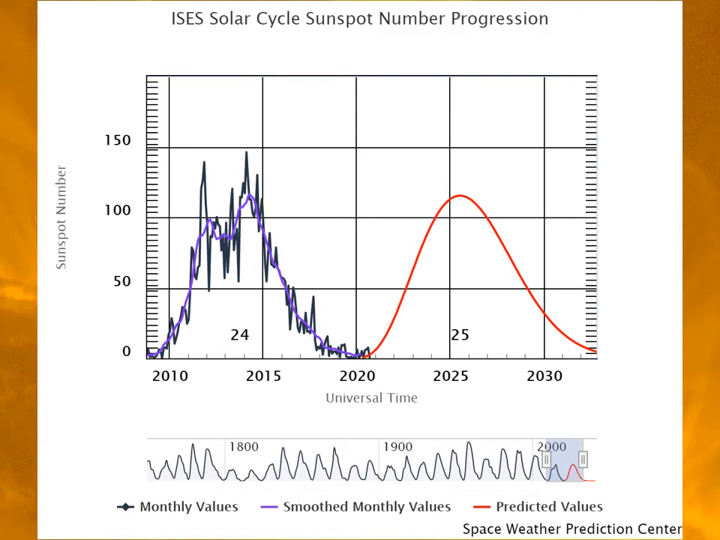So, based on what we've seen, we can project what the 25th cycle might look like. And we're expecting the 25th cycle to be basically about the same size and duration as the 24th cycle. So another miniature wimpy cycle right here. Okay.